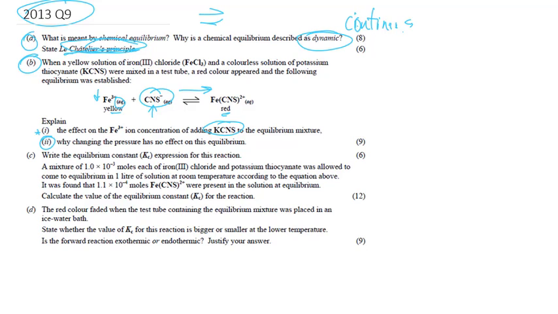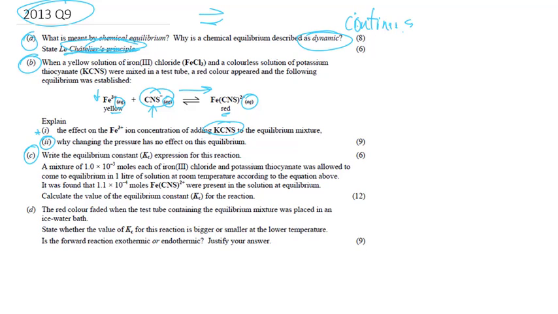And part 2, explain why changing the pressure has no effect on this equilibrium. So the key thing here is we're seeing that the reactants and the products are in the aqueous phase. So the pressure doesn't have an effect on this liquid solution. So there's no gases here. So the liquids aren't compressible. So that's the answer to that one.